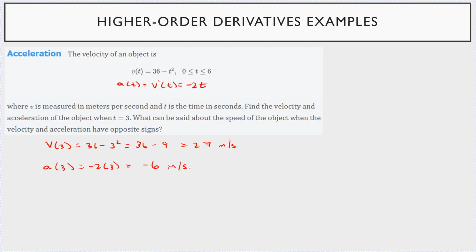Okay, so what can be said about the speed of an object when the velocity and acceleration have opposite signs? So, the velocity is positive, so it's still zooming, but its acceleration is decreasing. So what's going on here is the speed of the object is decreasing when the acceleration is negative, but the velocity is positive.